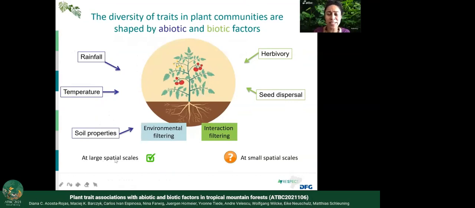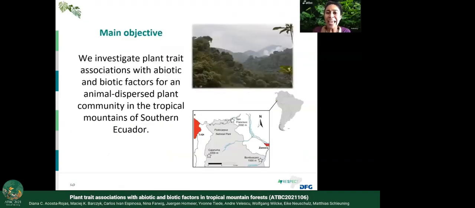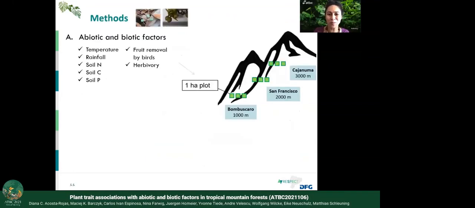At large spatial scales, these interactions have been widely tested. But at smaller scales, where local factors seem to have a key role, we have less knowledge. Here, we investigate plant trait associations with abiotic and biotic factors for an animal-dispersed plant community in the amazing tropical mountains of southern Ecuador.